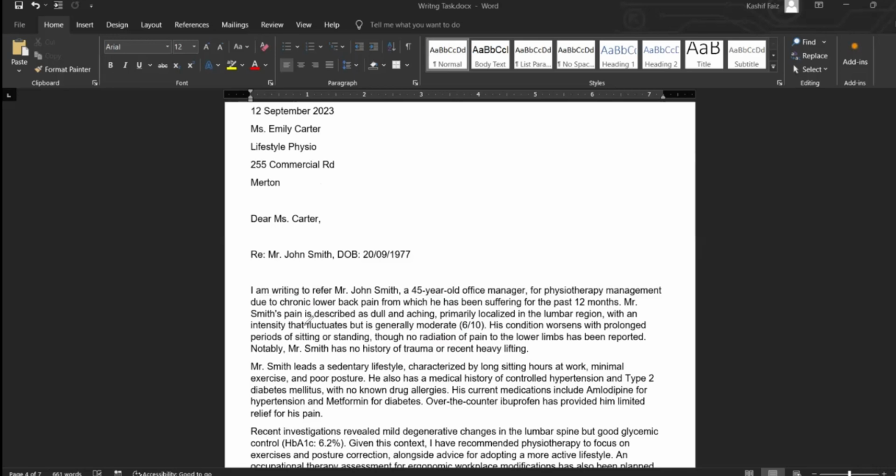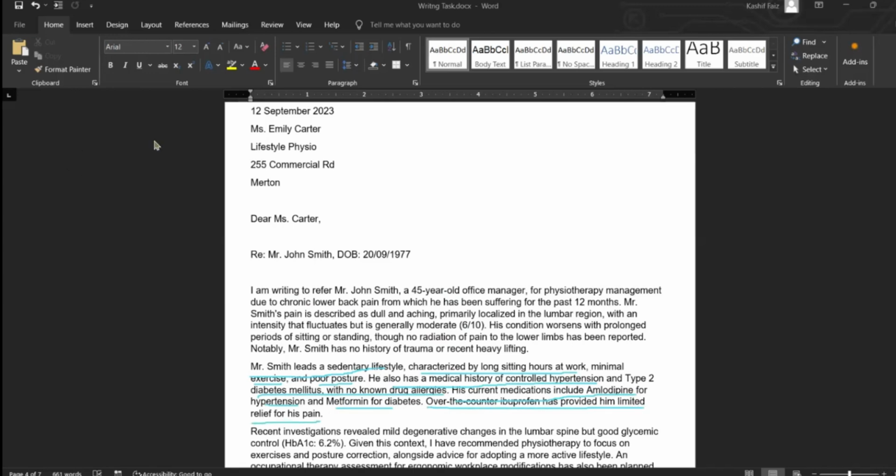If there is any surgical history, Mr. Smith leads a sedentary lifestyle characterized by long sitting hours at work, minimal exercise, and poor posture. He also has a medical history of chronic hypertension and type 2 diabetes with no known drug allergies. His current medications include amlodipine for hypertension and metformin. Over-the-counter ibuprofen has provided him limited relief for his pain.